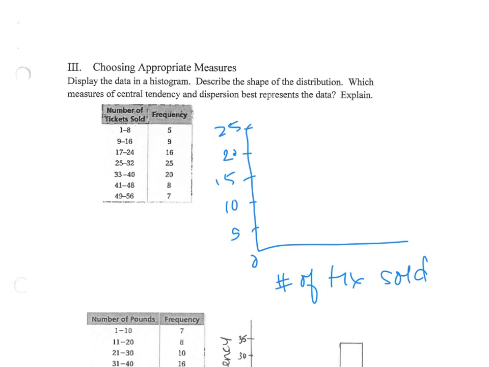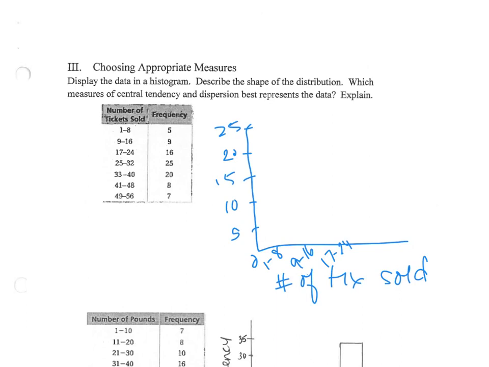And then down here, it's going to be 1 to 8, and then you'll have 9 to 16, and then you'll have 17 to 24, and so on and so forth. When you do this, all of your bars always touch, and they are all the same width.